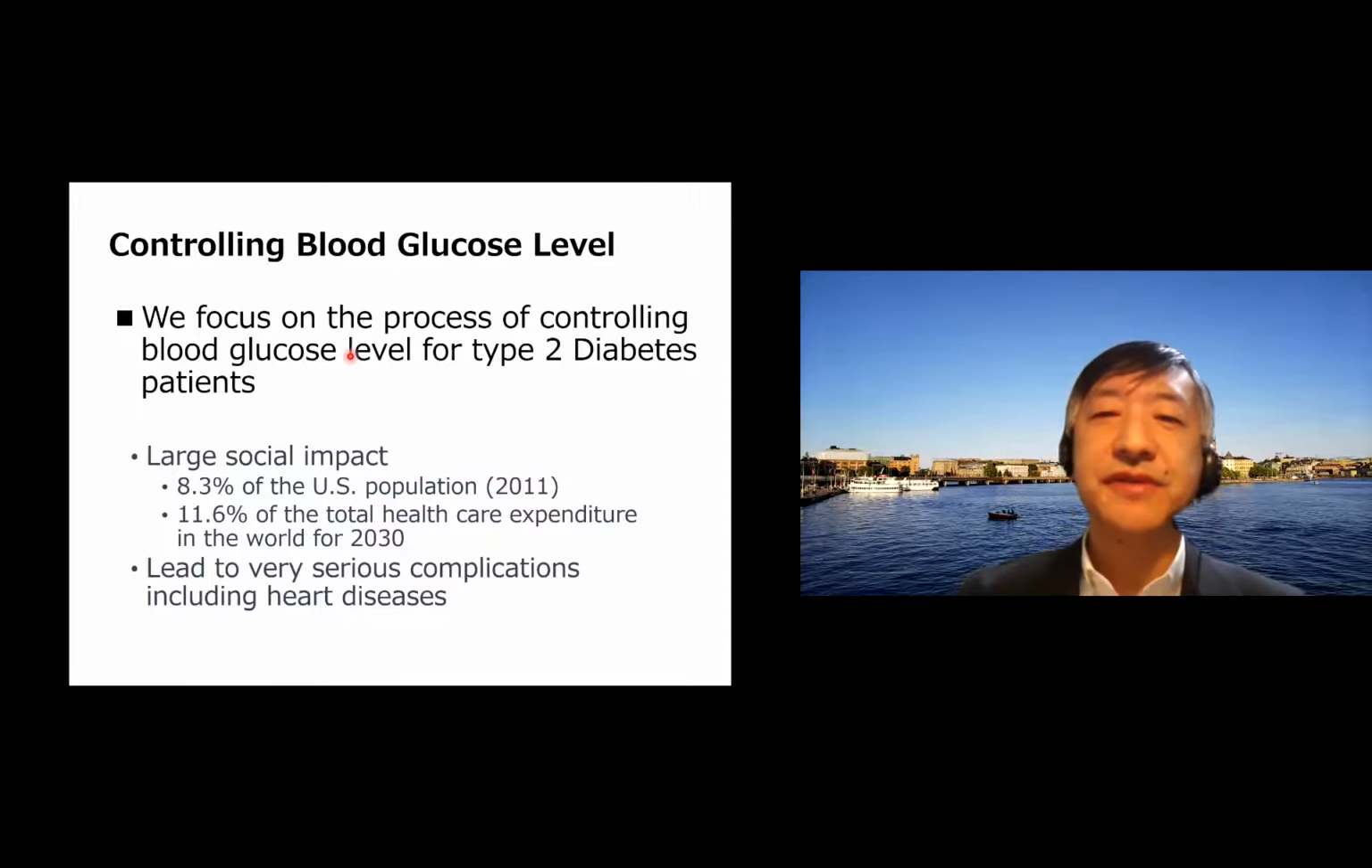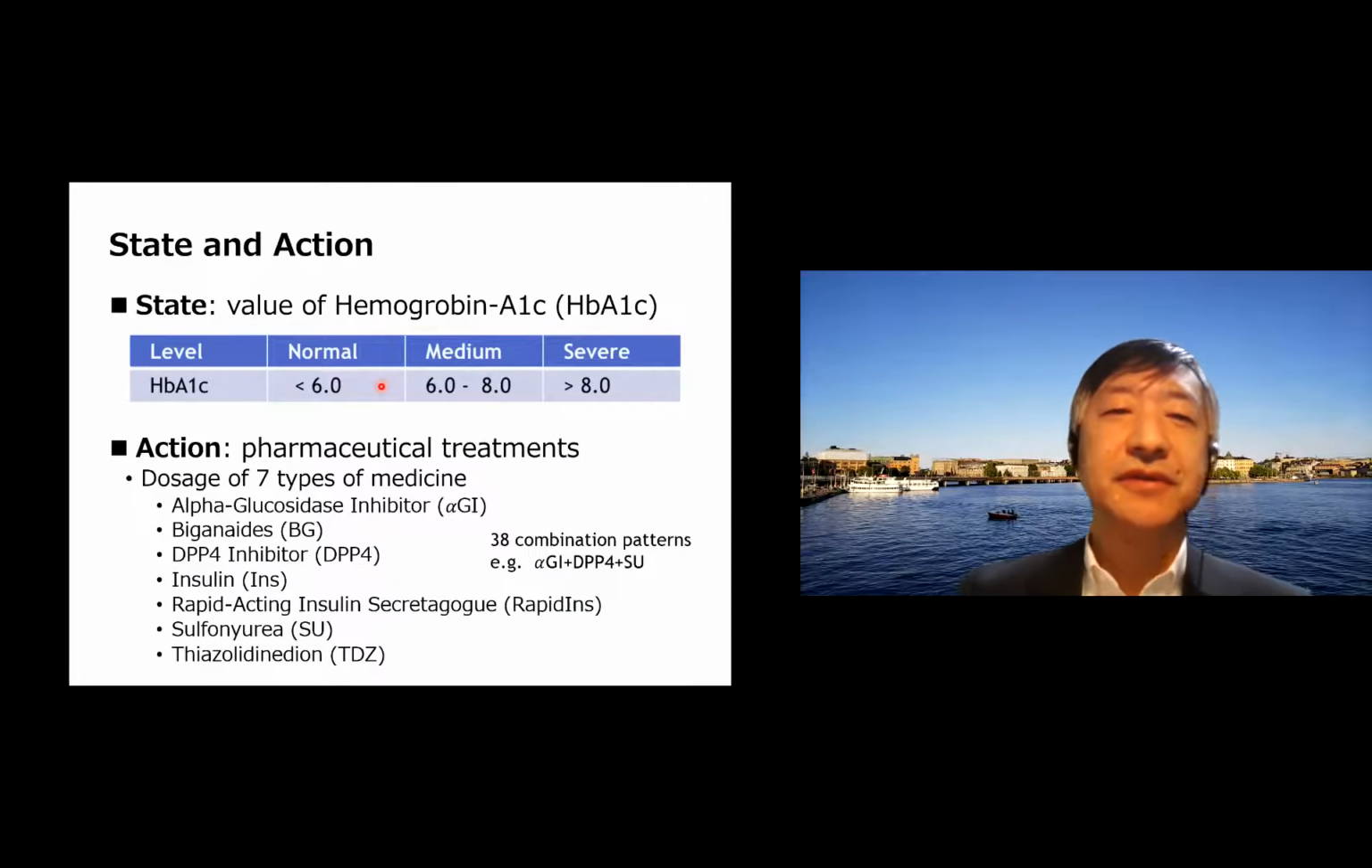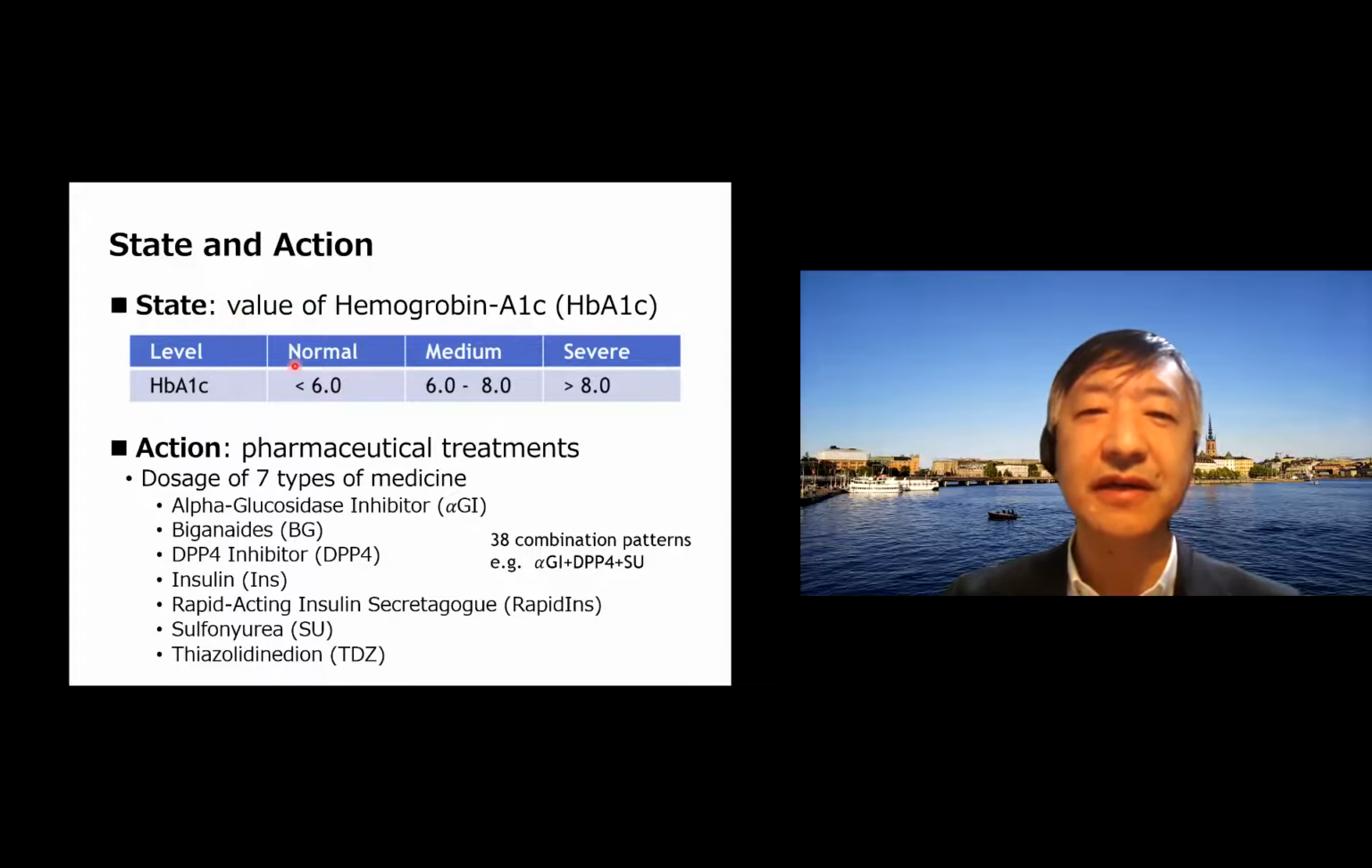And we focus on the process of controlling blood glucose level for type 2 diabetes patients. In that case, the patient state is directly related to the value of the hemoglobin A1C examination. So if the HbA1c is lower than 6.0, the patient is in normal state, and between this area, the patient is in medium state, and above 8.8, the patient is in severe state. This is a very simple discretization, but we used this very simple discretization.